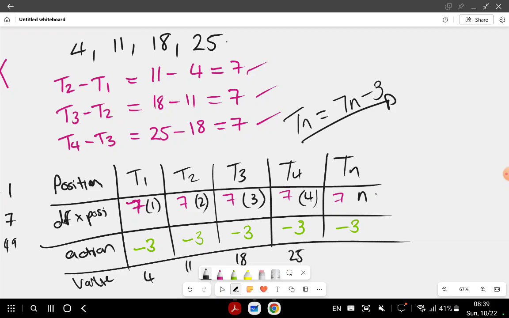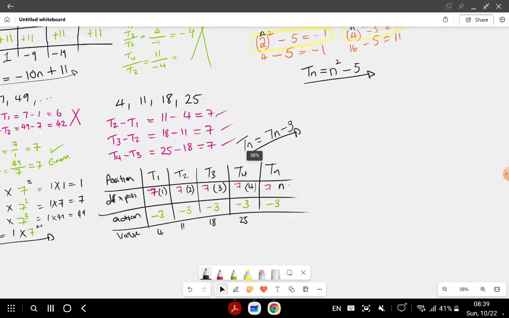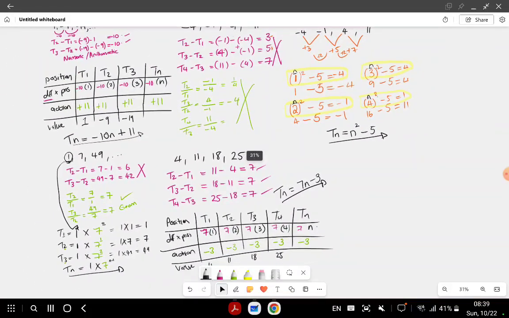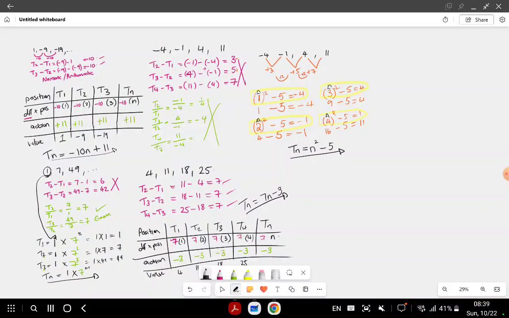Okay, so this is your video on how to do the number sequences. You should be able to do all of these for the following test.